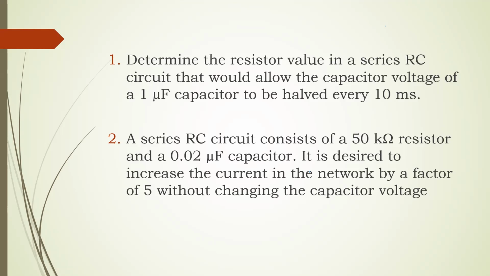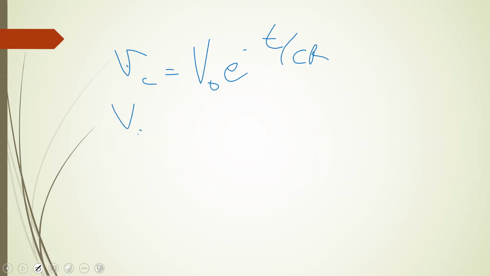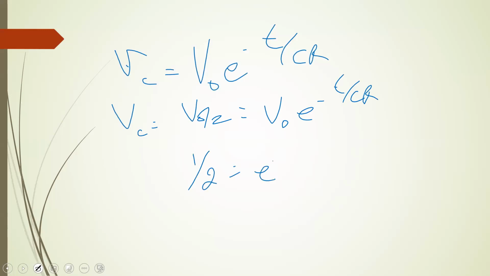All right. Okay, listen. It says that it's halved every 10 milliseconds. So it means you're using, as Mr. Stewart said, VC is equal to V0 e to the minus t over CR. If it's halved, it means that VC would be equal to V0 over 2. That's equal to V0 e to the minus t over CR. So a half then is equal to e to the minus t over CR.